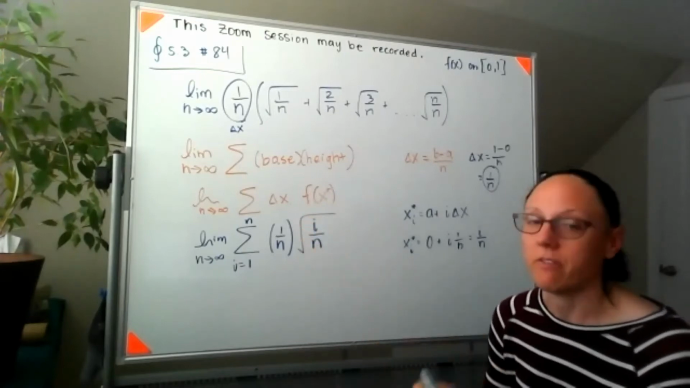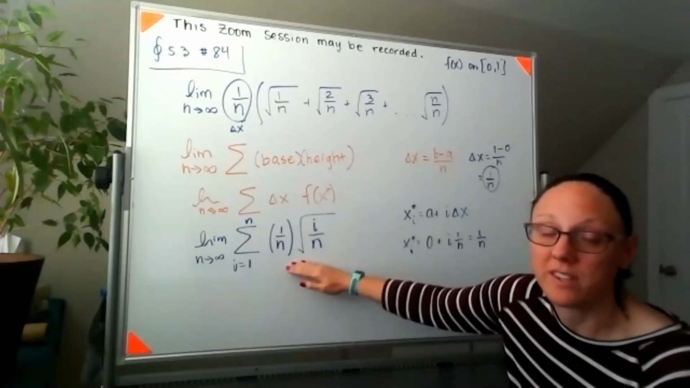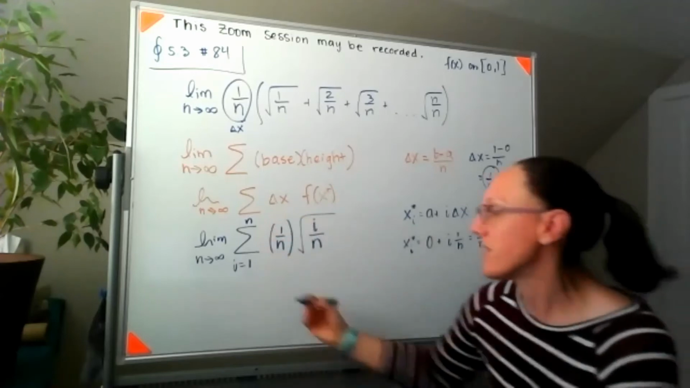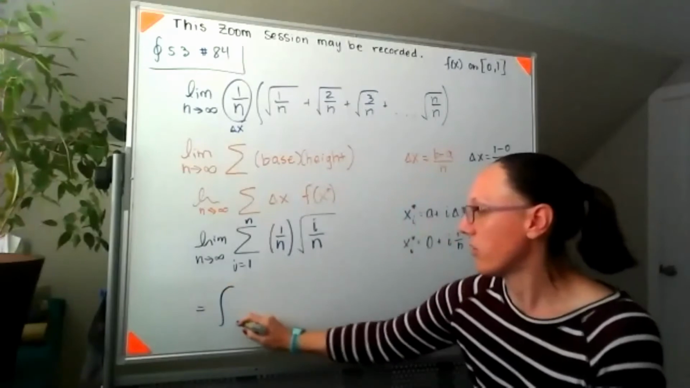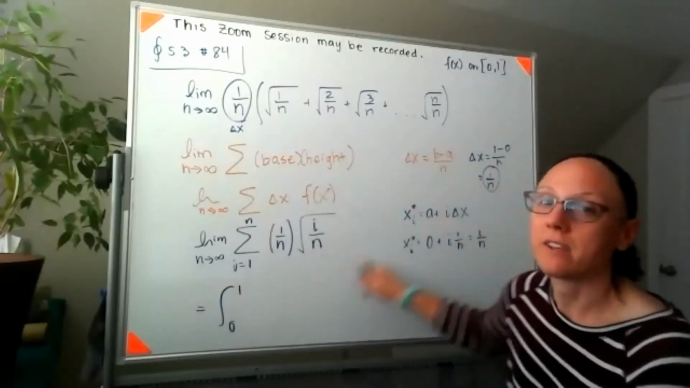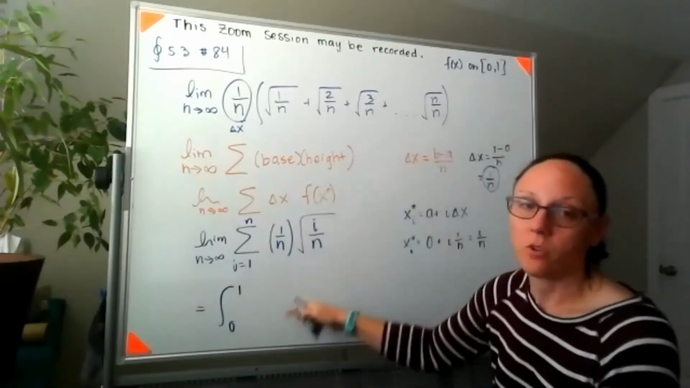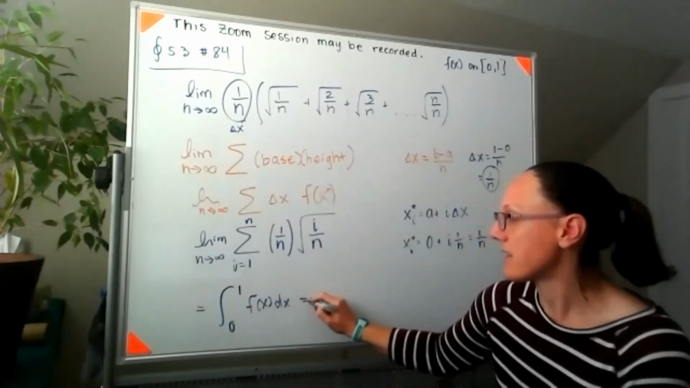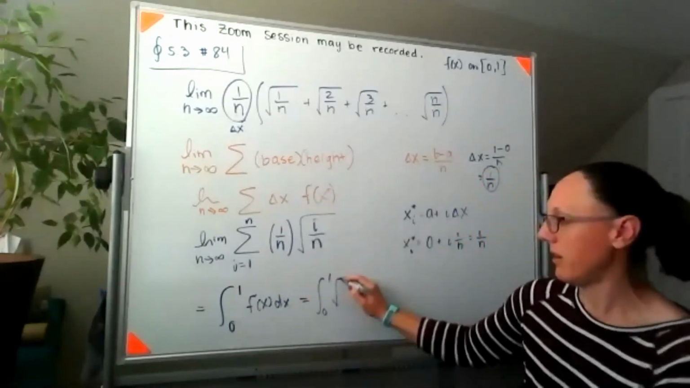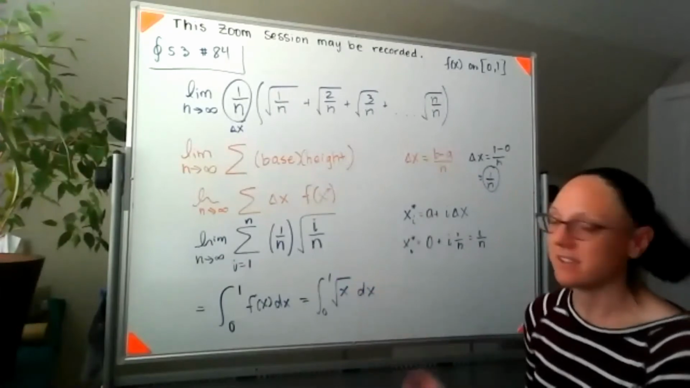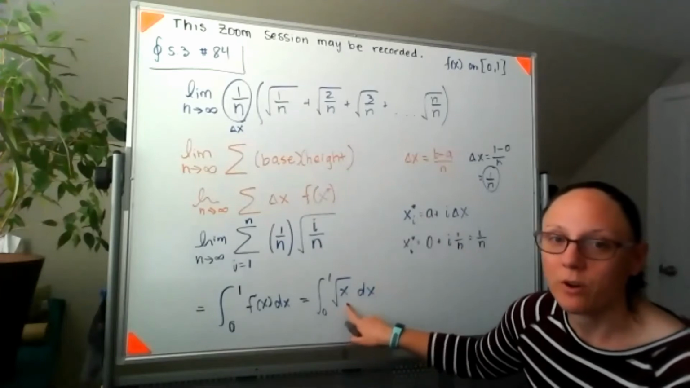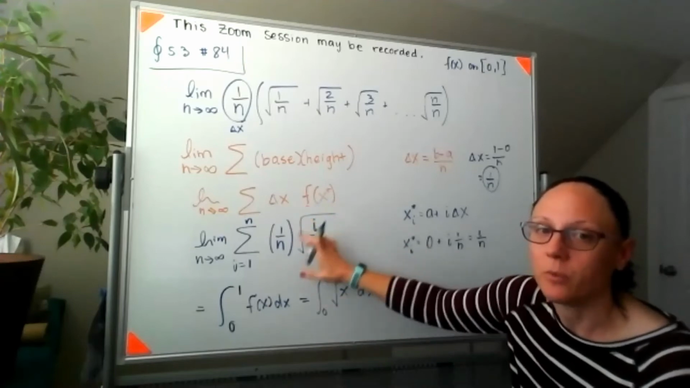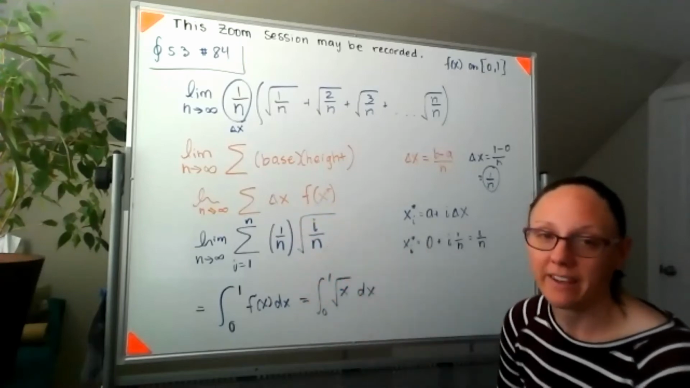Now the whole idea in terms of evaluating this isn't that you know how to do this summation, it's that you recognize that the Riemann sum is equal to the integral. So this is equal to the integral from 0 to 1, and again, that's because they gave us the interval to start with. So the integral from 0 to 1 of the square root of x dx. And again, that square root of x part is because in the Riemann sum, the function that we were looking at is the square root of x.